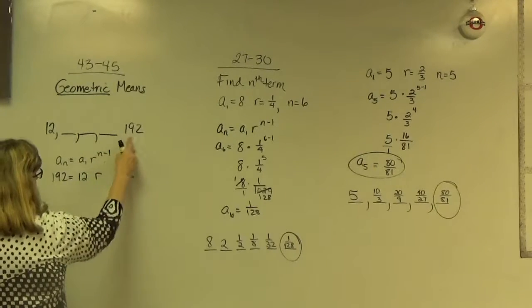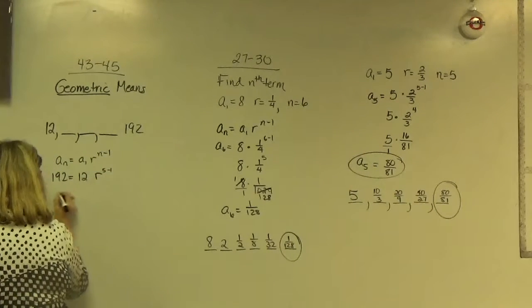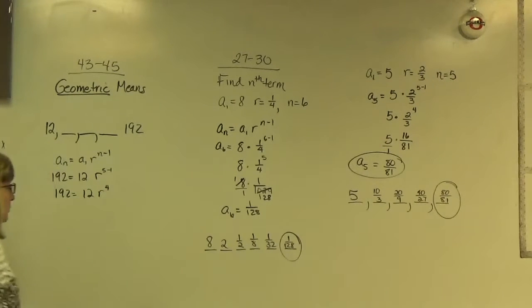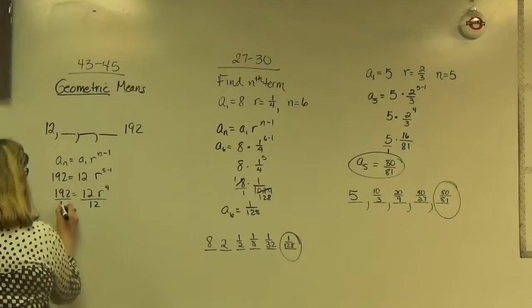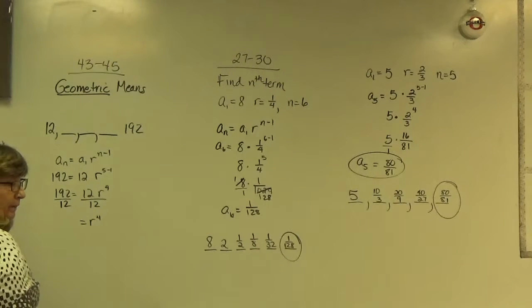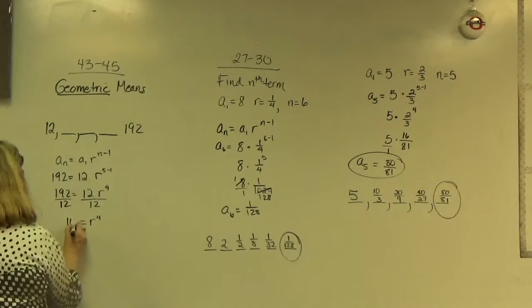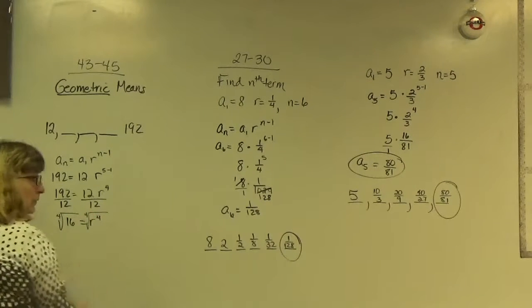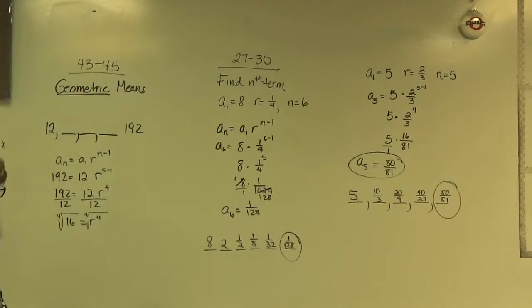To find the ratio, how many terms are in this sequence? 1, 2, 3, 4, 5. So 5 minus 1 would be 4. Now what would we do to solve that for r? Divide by 12. What's 192 divided by 12, if that comes out nice? 16. Now we take the 4th root. And what's the 4th root of 16? 2. Positive and negative, that's what I wanted to hear.